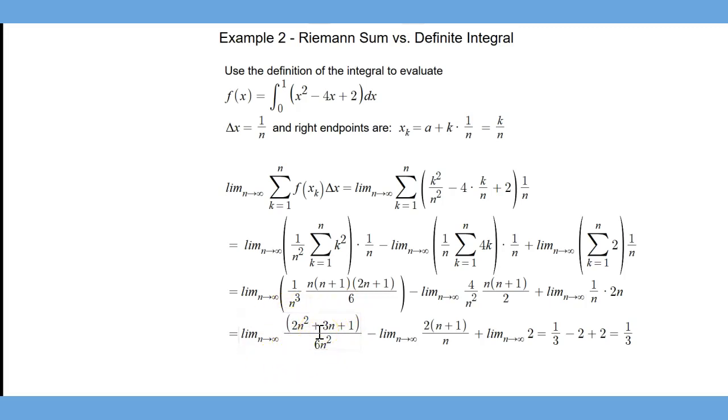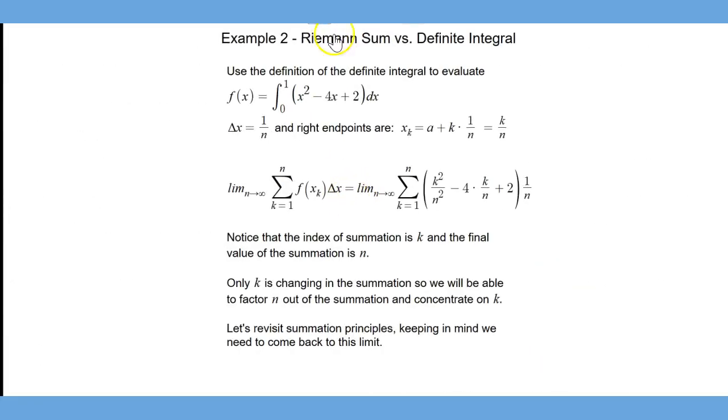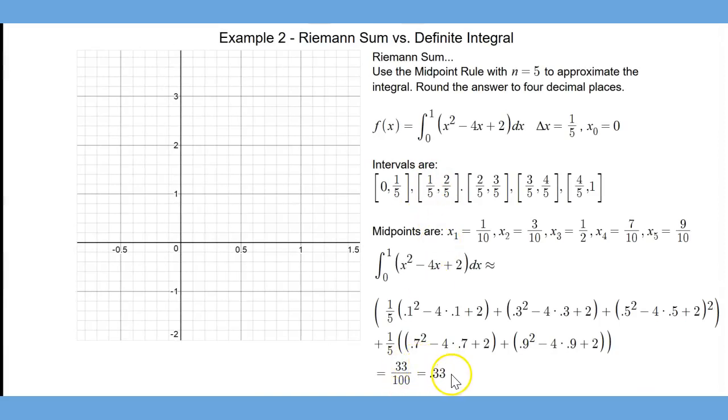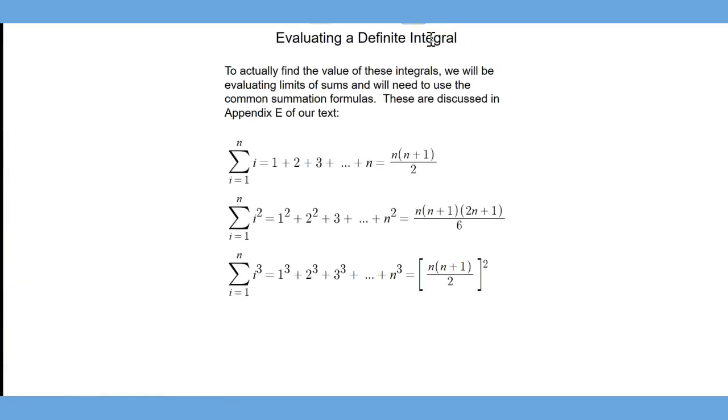This is just a rational function. This limit goes to 2, and the limit of a constant is 2. So I have 1/3 minus 2 plus 2, which is 1/3. And remember, when we estimated this with the Riemann sum, our estimate was 0.33, which is an estimate of 1/3.